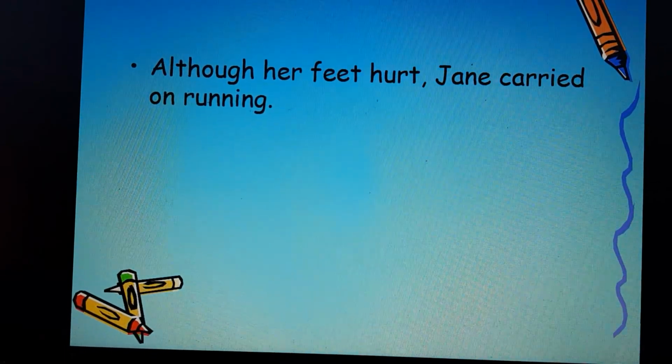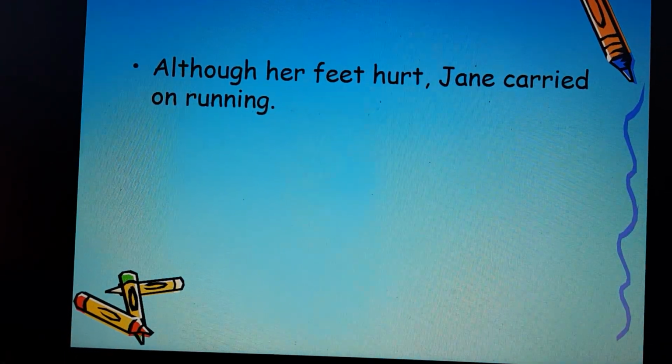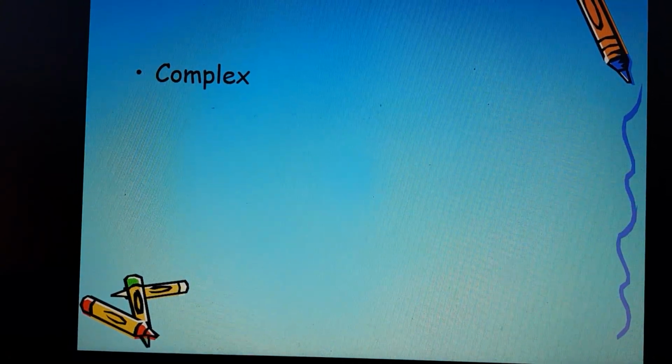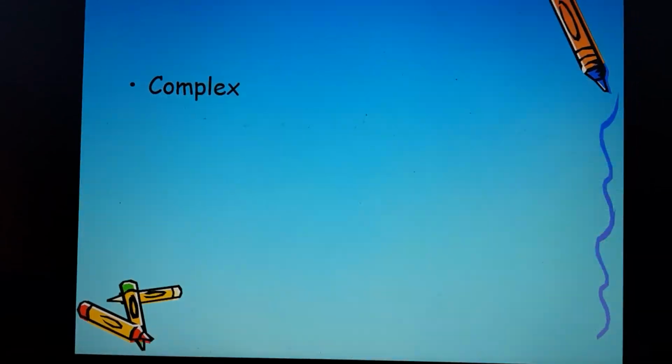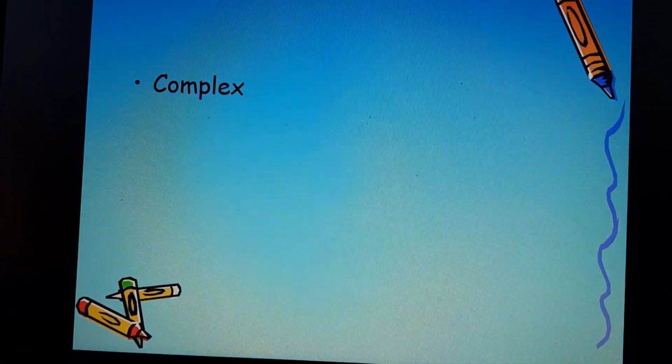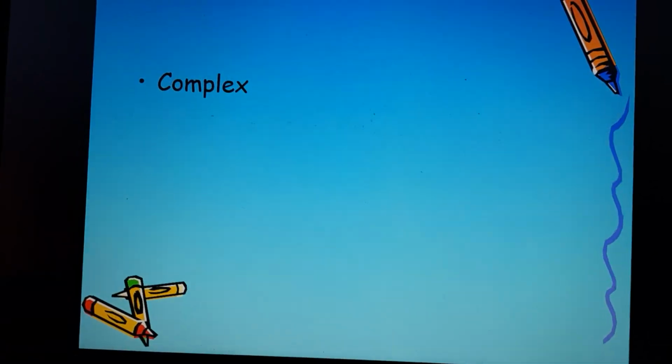Although her feet hurt, Jane carried on running. So that was a complex sentence. We've got a subordinate clause and a main clause. It's not always the case that the main clause has to come first. In that example, we've got the subordinate clause first.